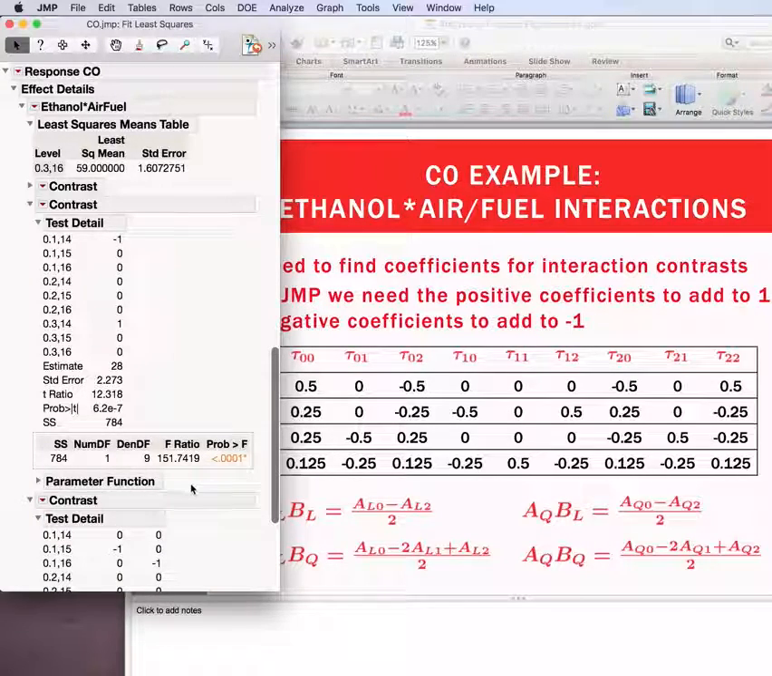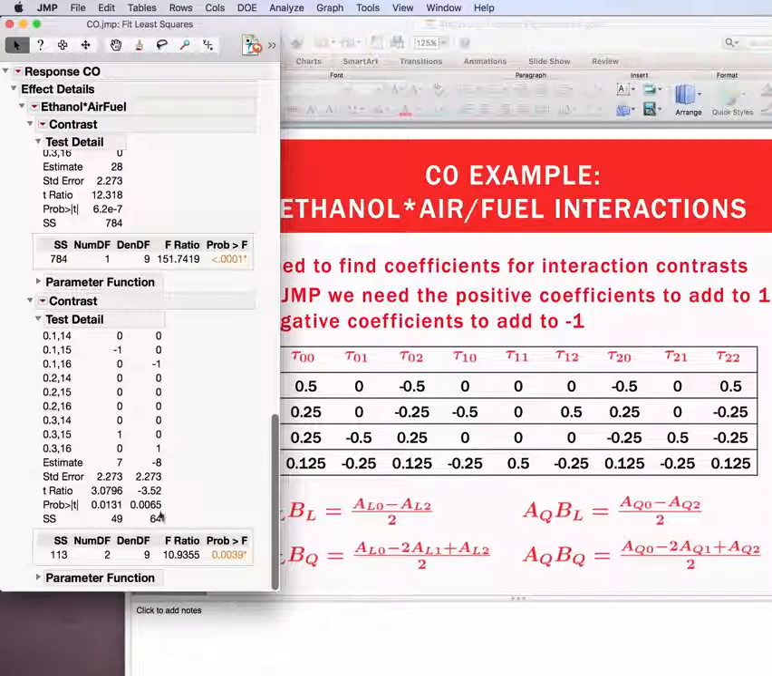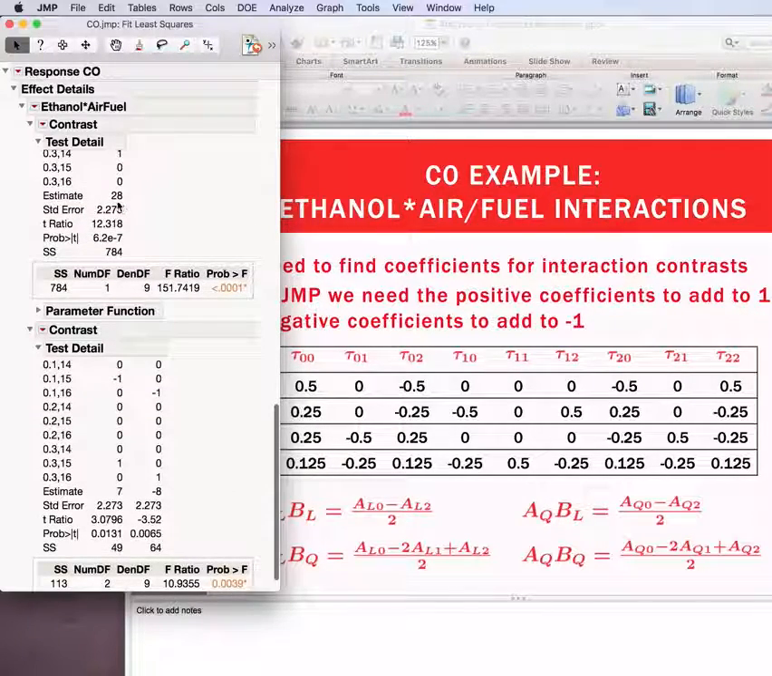And I go to test detail, both of them appear to be significant, but not nearly as significant as it was up here. So notice this estimate's 28, but this is only 7 and minus 8. So they're much lower magnitude than what we have up here.